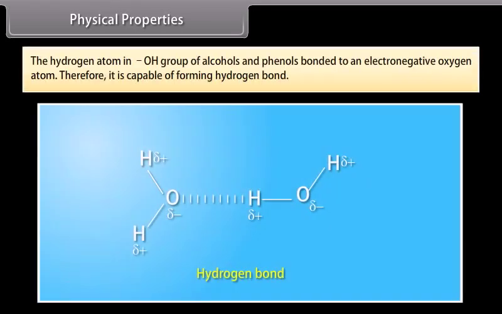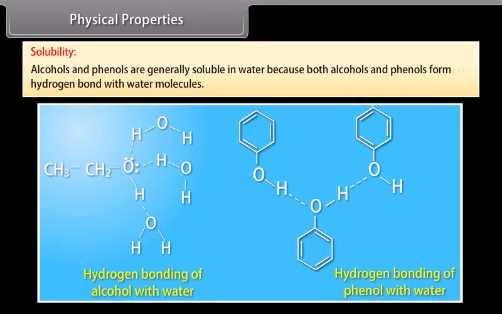The hydrogen atom in OH group of alcohols and phenols is bonded to an electronegative oxygen atom, therefore it is capable of forming hydrogen bond. Solubility. Alcohols and phenols are generally soluble in water because both alcohols and phenols form hydrogen bond with water molecules.